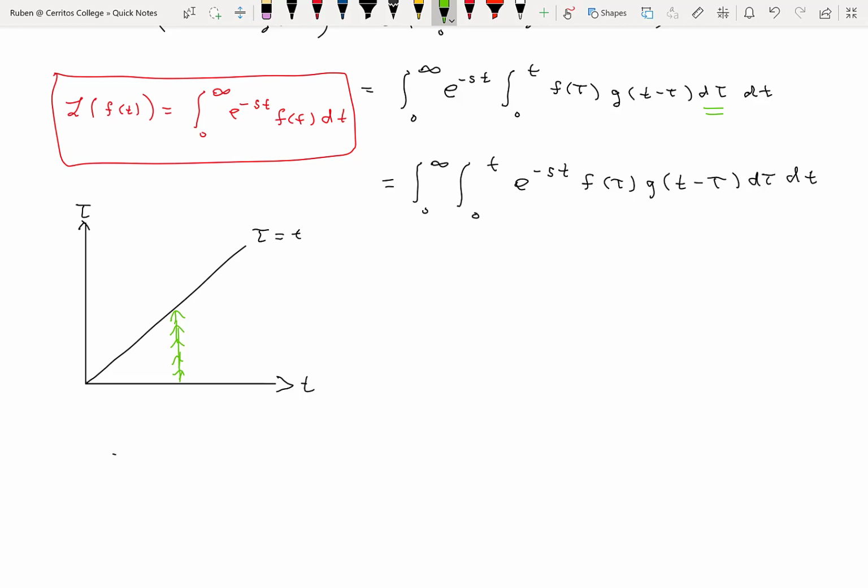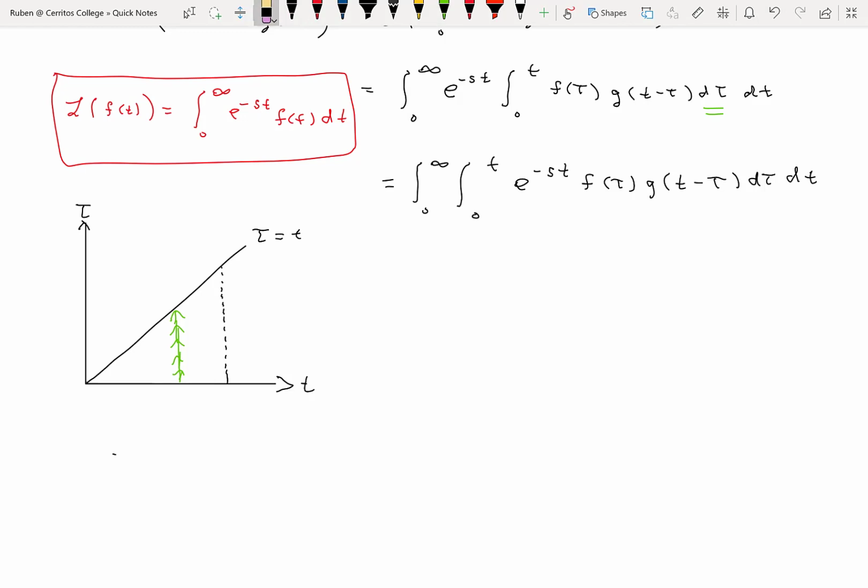And then t goes from 0 to infinity. So after we integrate from the t-axis up to the line t equals tau, we integrate from 0 to infinity along the t-axis. So that's what's happened. What that's saying is, you can think about it as we're integrating throughout this little rectangle here.